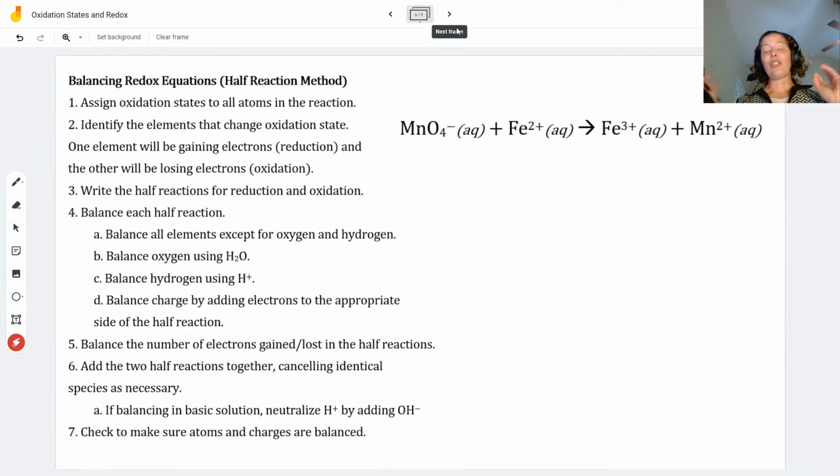So let's get to actually balancing one of these, and we'll see how it all goes together.